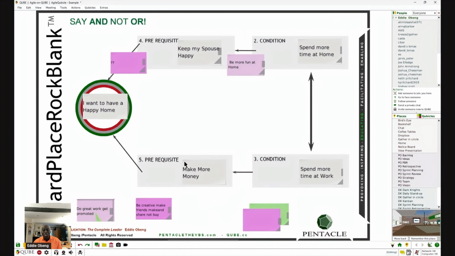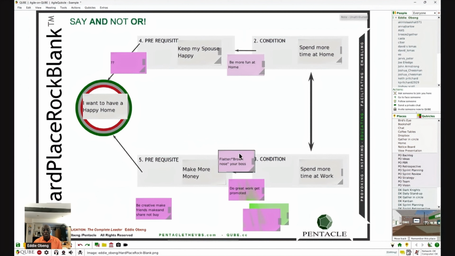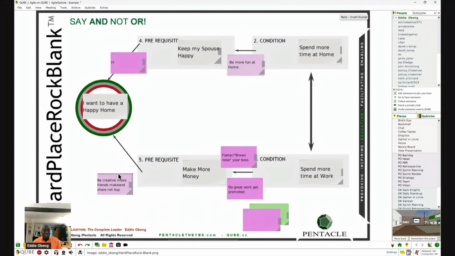Maybe what you need to do is do great work and get promoted. Or maybe you need to brown nose your boss. There's no link between how much money you make and how much time you spend at work. And there's definitely no link between having a happy home and making more money. There are people all over the world with different levels of joy. They all have different amounts of money, from trillionaires right the way down. So there's no link there.